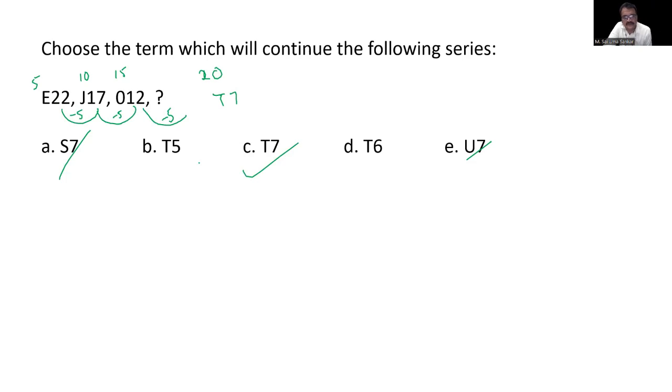Is it clear? E, J, O. E is the 5th letter, J is the 10th letter, O is the 15th letter. So 5, 10, 15, what is the next number? That is equal to 20. Now what is the 20th letter? That is equal to T. Now come to the part of number. 22 minus 5 is equal to 17. 17 minus 5 equal to 12. 12 minus 5 is equal to 7. So what is the answer? Answer is T, 7.